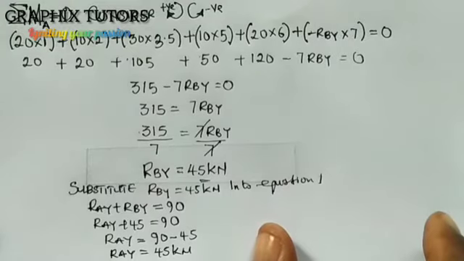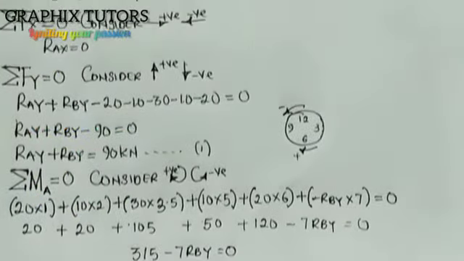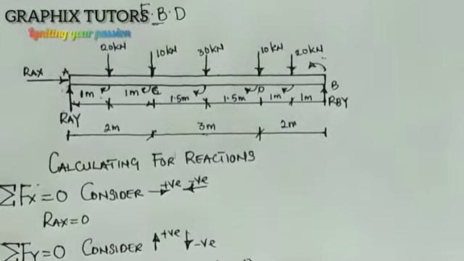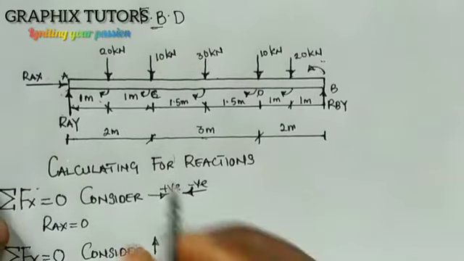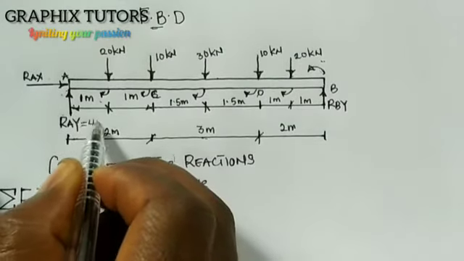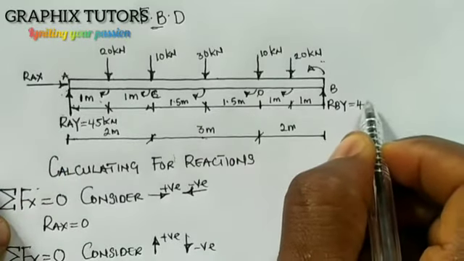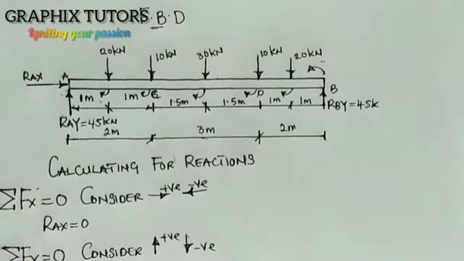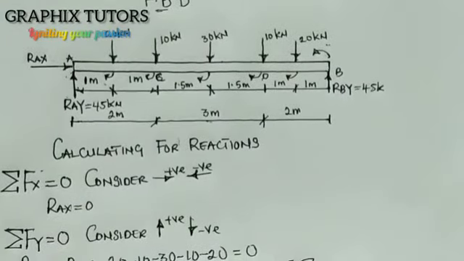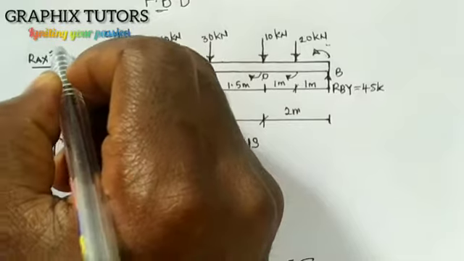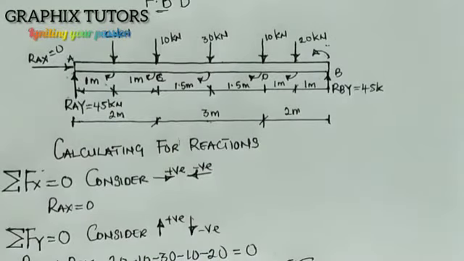So both ROAY and ROBY are 45 kilonewton. So I'll write it here. ROAY is 45 kilonewton. And ROBY is equals to 45 kilonewton. So I have successfully calculated for my reactions. ROAX here is equals to what? 0, which is just there.